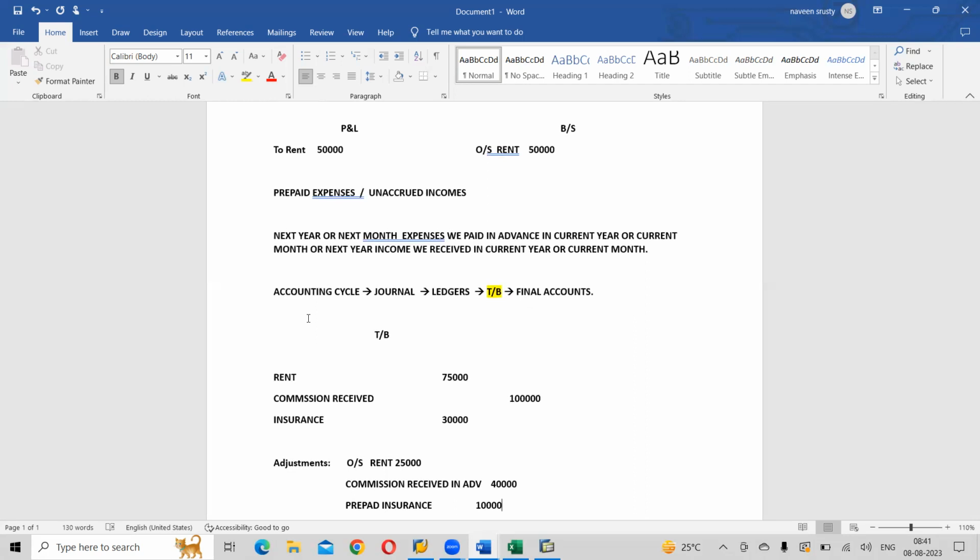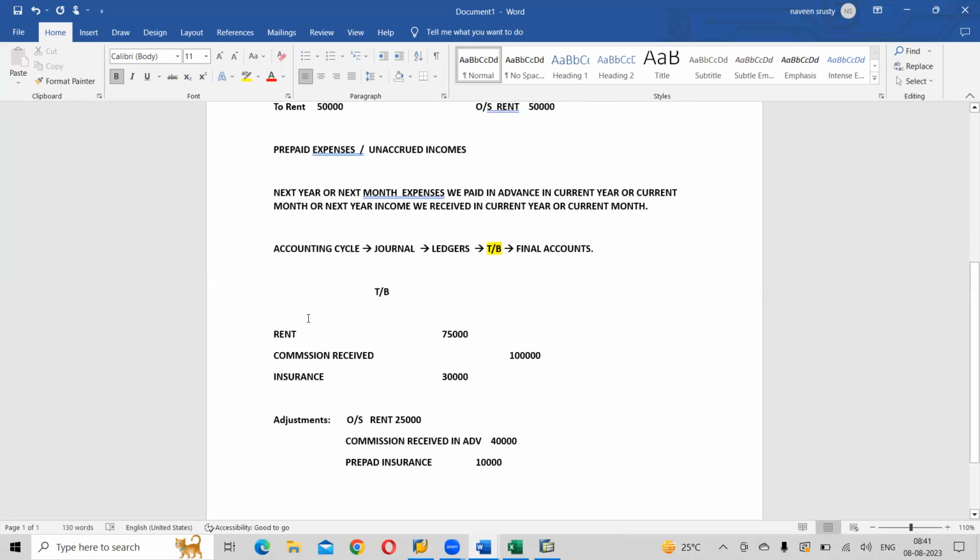Yes. What do you understand by looking at this particular trial balance? Hello? Able to hear me? Yes, Naveen. Please let me know what this trial balance indicates. You are accounting background students, you have end user experience, clear? Then what do you understand by looking at this particular trial balance?